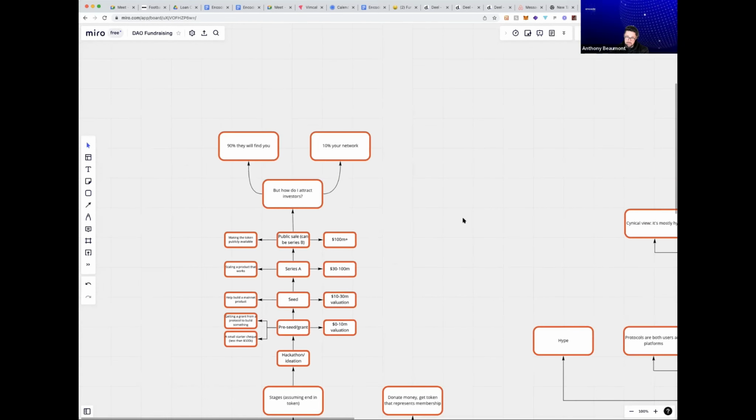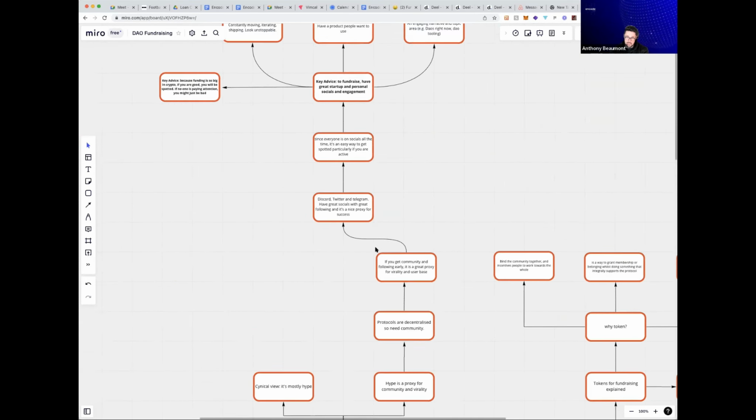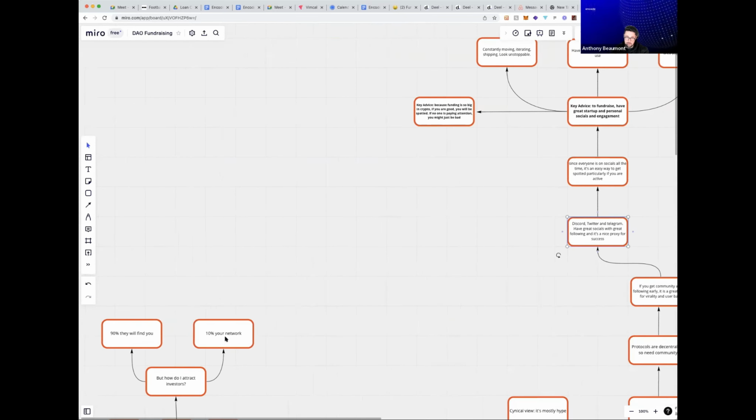God, this looks nice, doesn't it? So hopefully this puts it, again, the good thing you can do to make it easy to find you is have great socials. I'm just going to point this out. Go back, yes, have great socials. This will make it easier for you to get spotted.